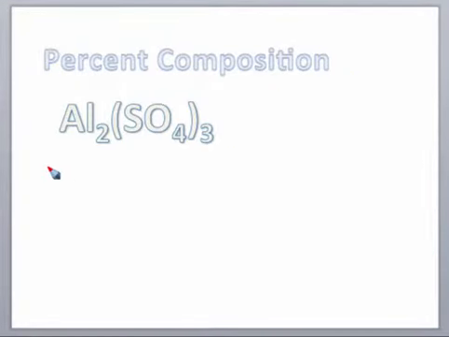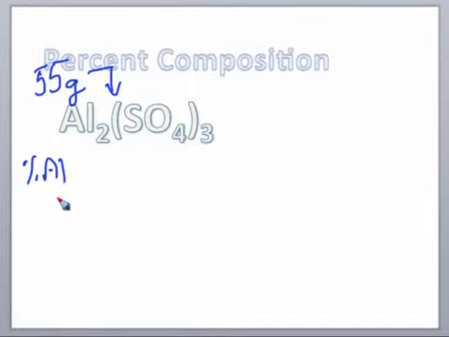Alright, let's do one more example. So let's assume we have a 55 gram sample of aluminum sulfate. What we're going to do first is figure out our percent aluminum, our percent sulfur, and our percent oxygen in this sample. And again, I'll go through this pretty quickly, so if you need a review, go back to Unit 5, Lesson 7.